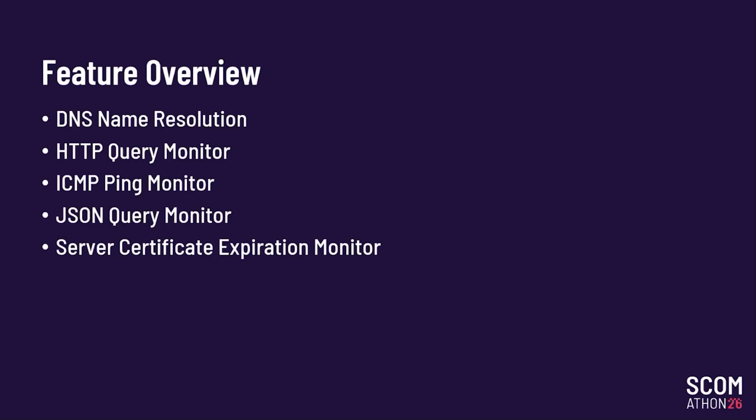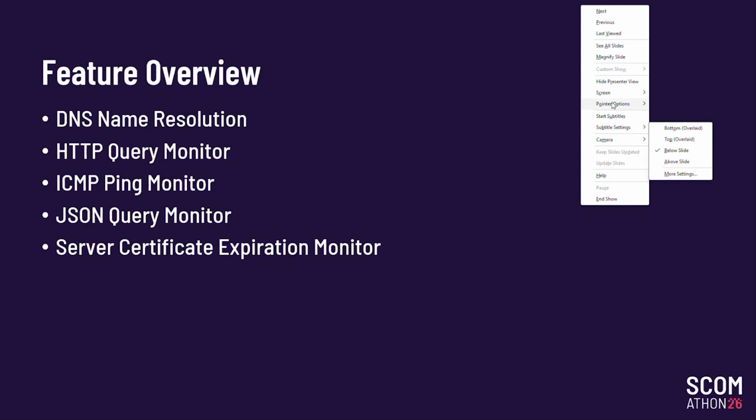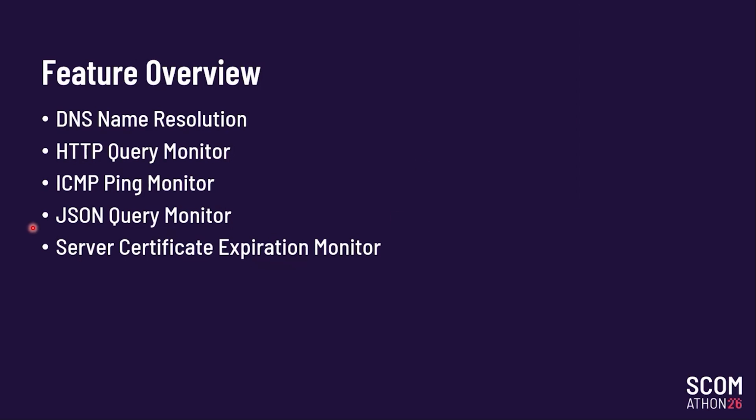There's not such a big list, to be honest, for this first initial release. So we have the DNS resolution monitor, the URL query monitor, the ping monitor, and the JSON query monitor, which I think is a very interesting one, because it gives you further options to analyze and query the URL endpoints. And last but not least, certificate expiration monitoring. Yes, we all want to know when our certificates are due to expire nowadays.